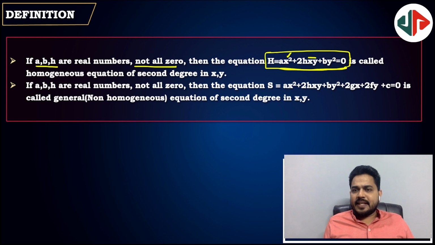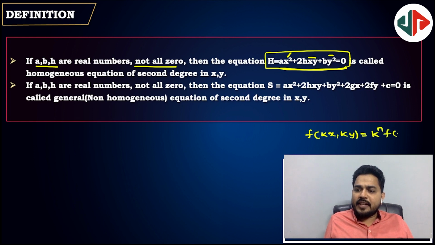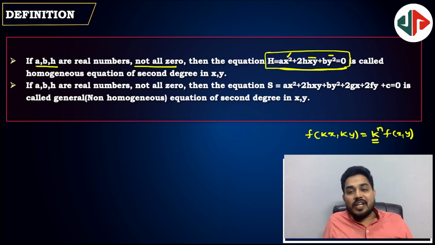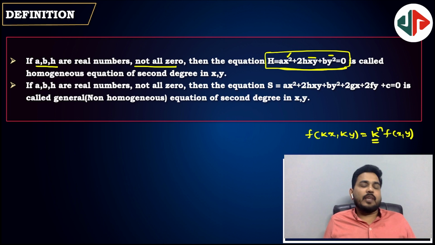Throughout the equation we have the second degree, so we call it homogeneous. And do you know how to check a homogeneous equation? If you replace x with kx and y with ky, and it ends up with k to the power n times f of x comma y, this is called an nth degree homogeneous equation. So this is the second degree homogeneous equation.